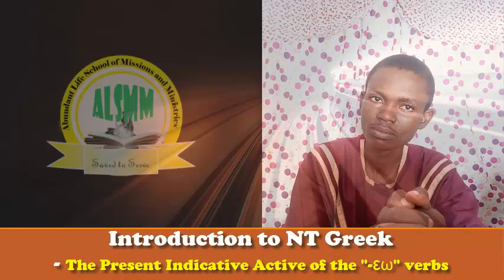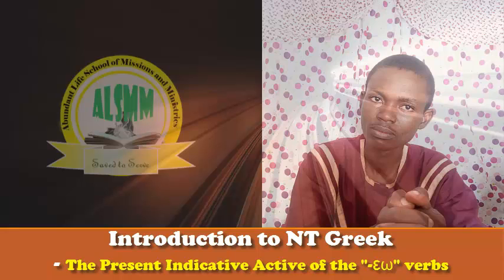In a previous lesson, we considered the present indicative active of luo verb. Therein, we conjugated luo as a pattern for other verbs that have as their inflection omega. So, in this lesson, we shall be considering eo verbs. There are many verbs whose tense ends in epsilon.